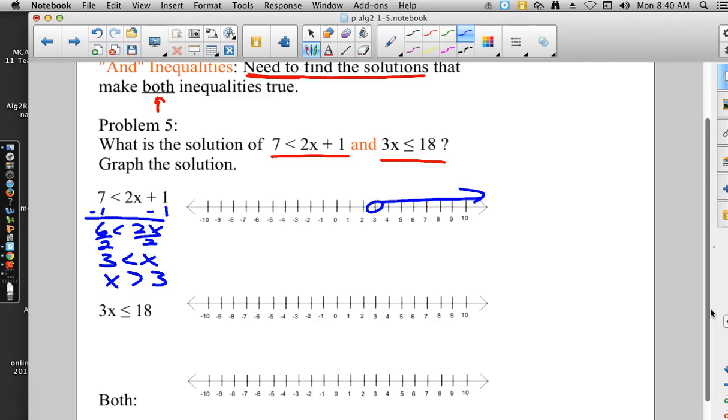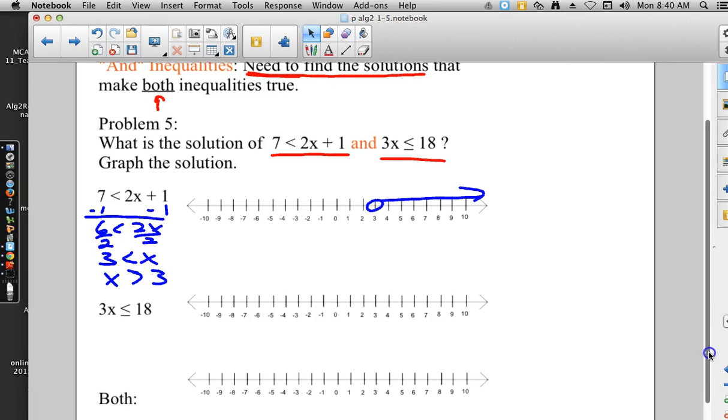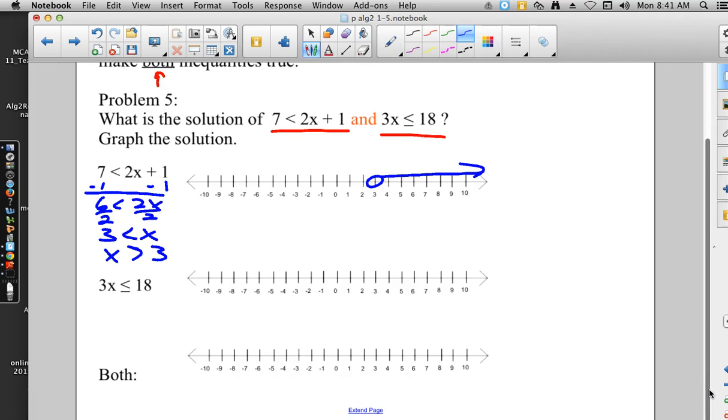Now, we can't do the "and" part of this unless we see what we would also get for solving 3x is less than or equal to 18. So what we're going to need to do with that one is divide both sides by 3. And that is a positive 3, so we don't have to do any flipping of the sign. And 18 divided by 3 is 6. So x is less than or equal to 6. That means we need a closed dot at 6, and we need to shade to the left forever because it's less than or equal to.